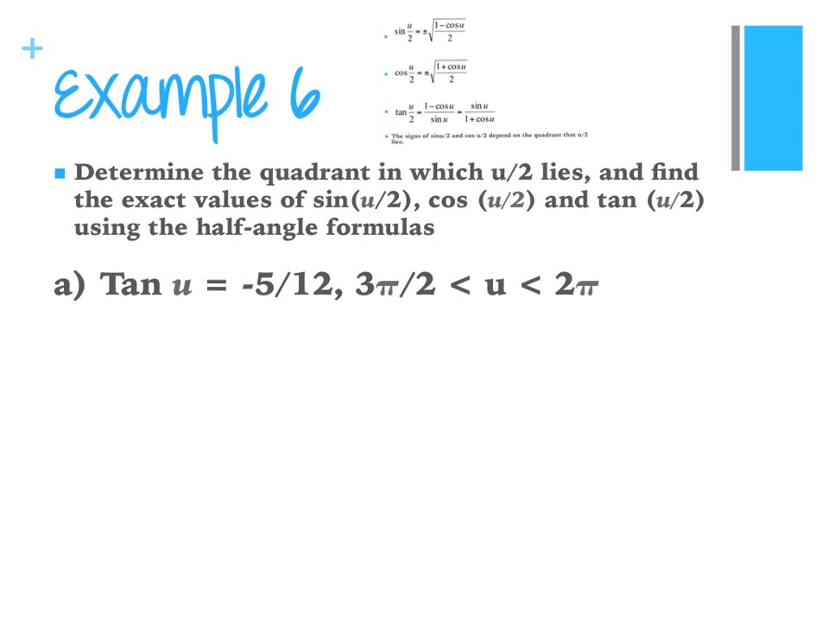Now notice that it's giving you the tangent of U, but it wants the quadrant of U/2 because that's what we're eventually finding. So if U lies between 3 pi over 2 and 2 pi, where is 3?